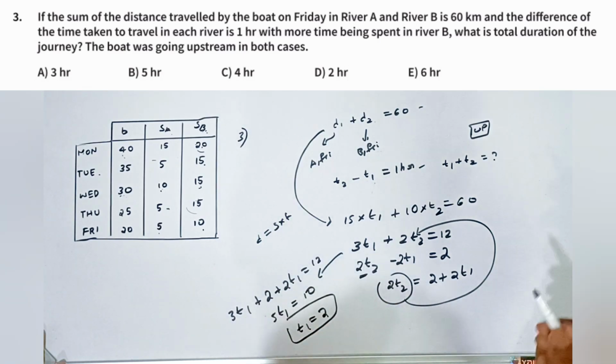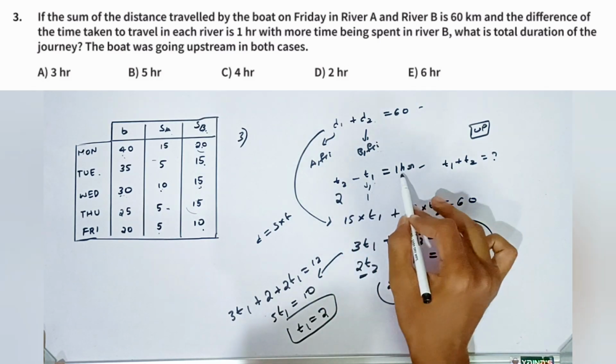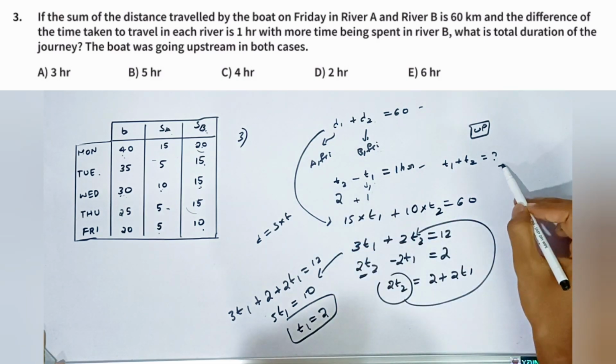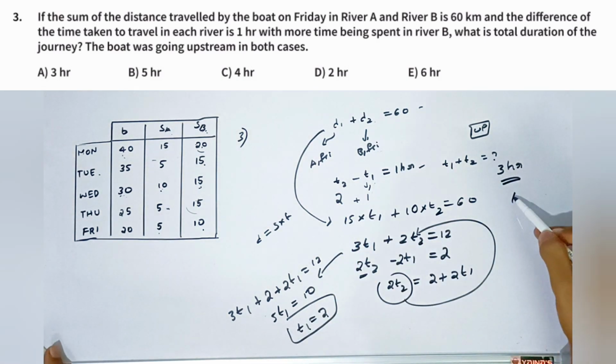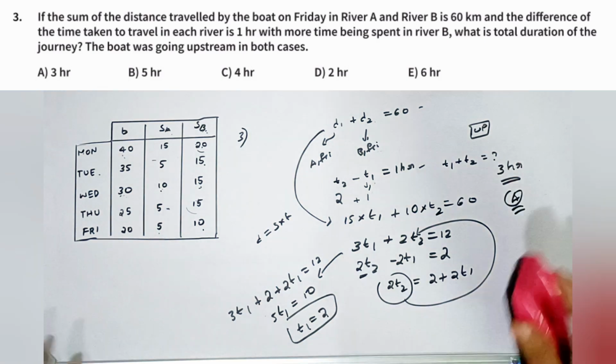Okay, we got T1 as 2, right? And if this is 2, this must be 1. Then only we can have the difference equal to 1. So we have 2 plus 1 is nothing but 3. 3 hours is the correct answer. So option number A is the correct answer. Okay, as simple as it is.